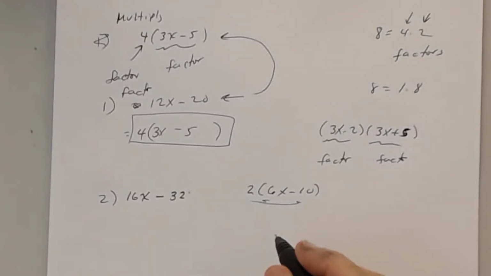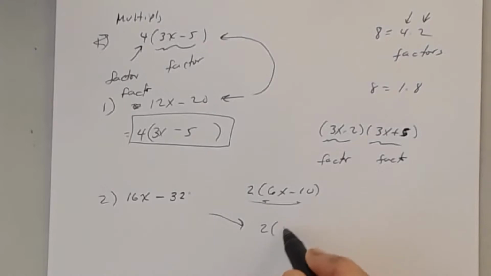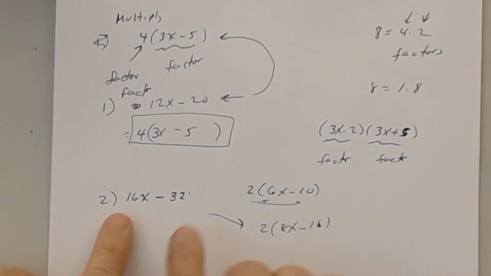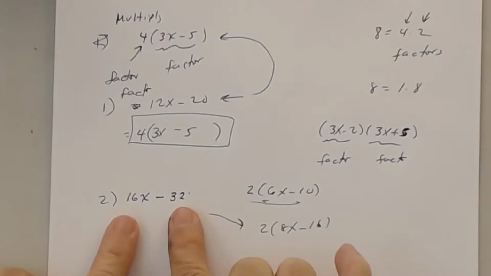Someone could say, well, I know I can write this as 2 times 8x minus 16, right? That's a true statement. But that's not what you're going to give me. Although you wrote this as a product, you didn't factor completely. When we use the word factor, we mean factor completely, meaning I need you to use the GCF whenever possible. What's the GCF of these two terms? Not 8. 16.